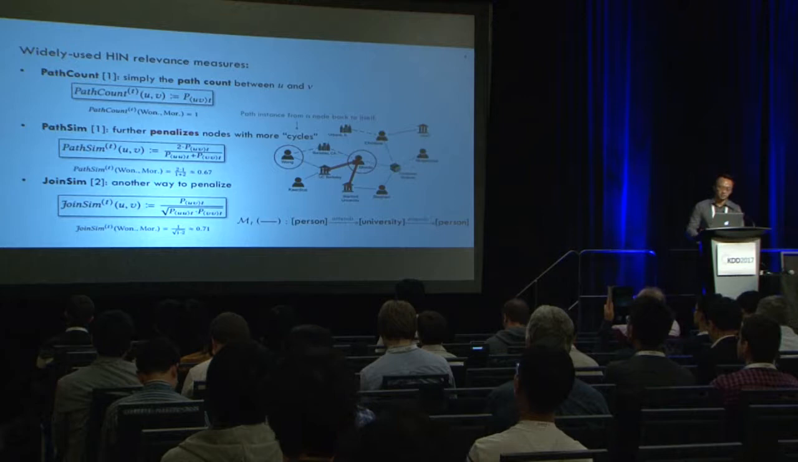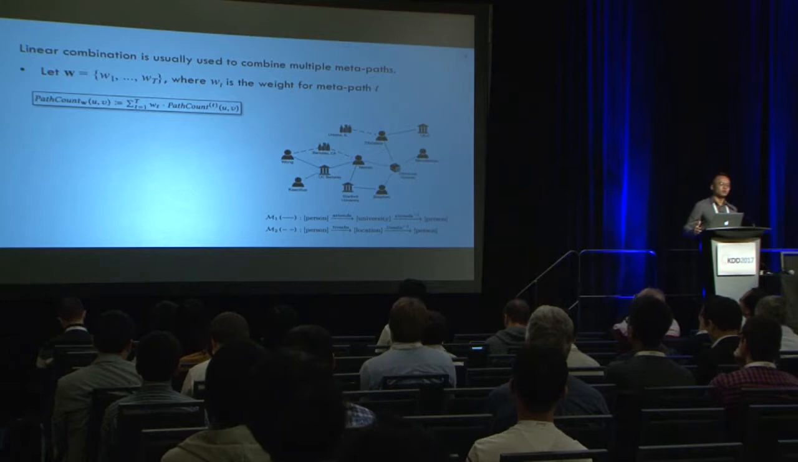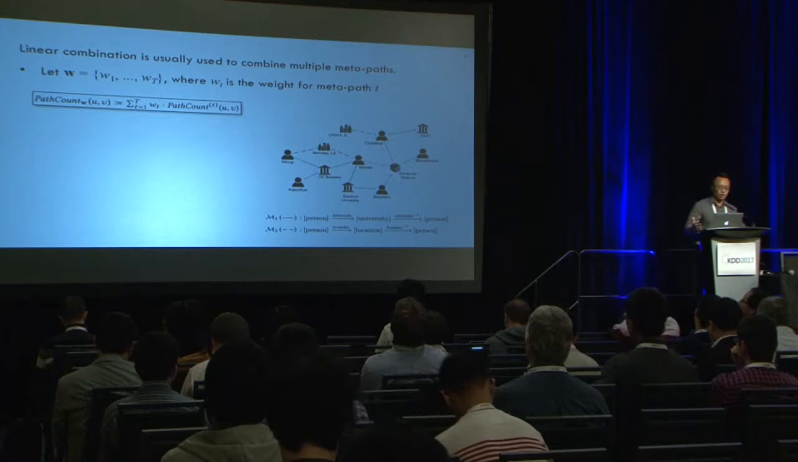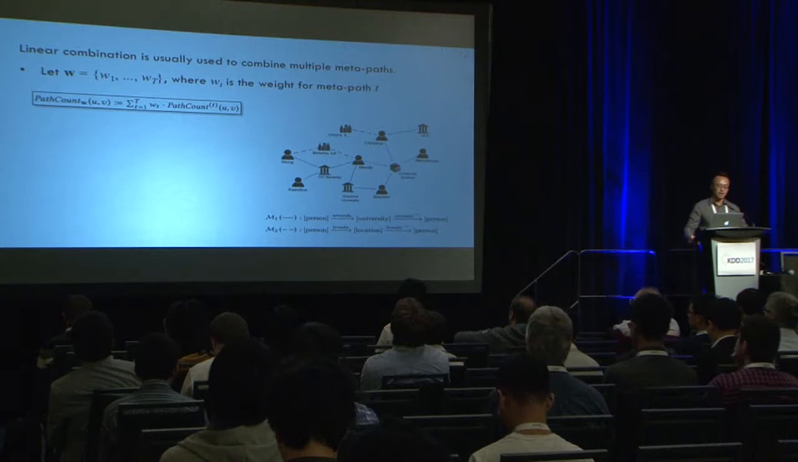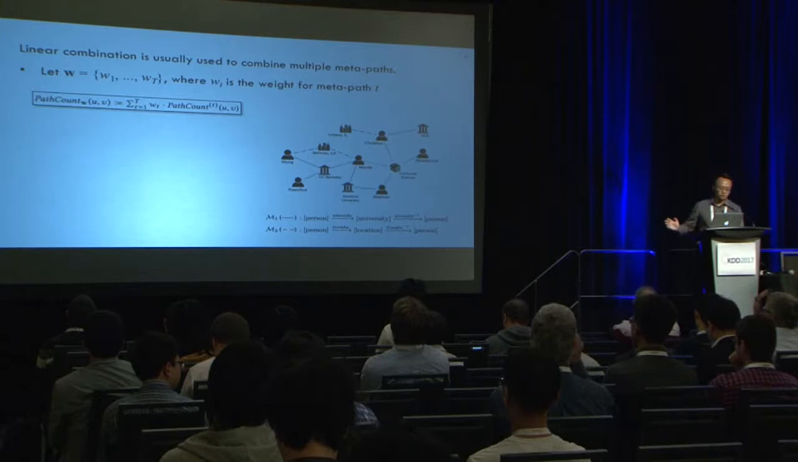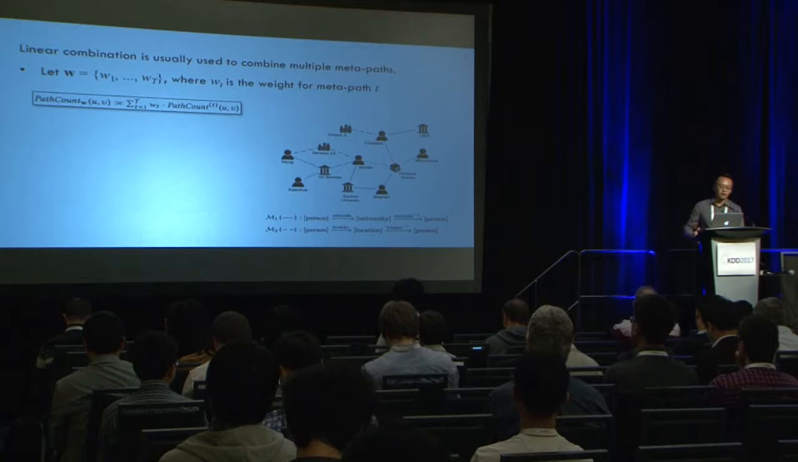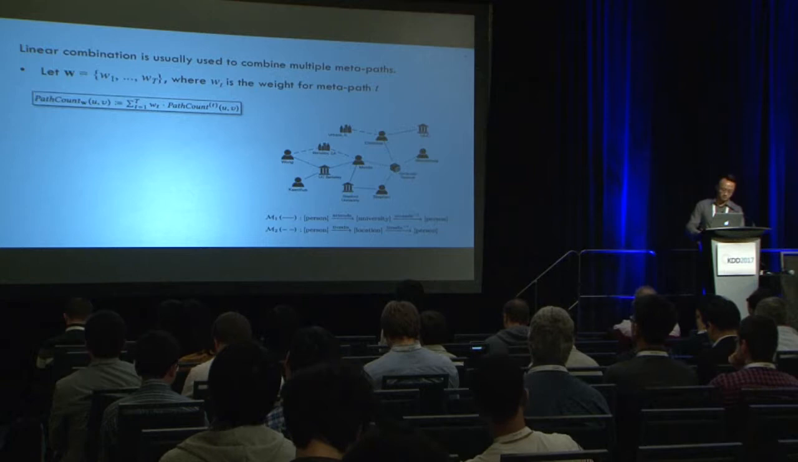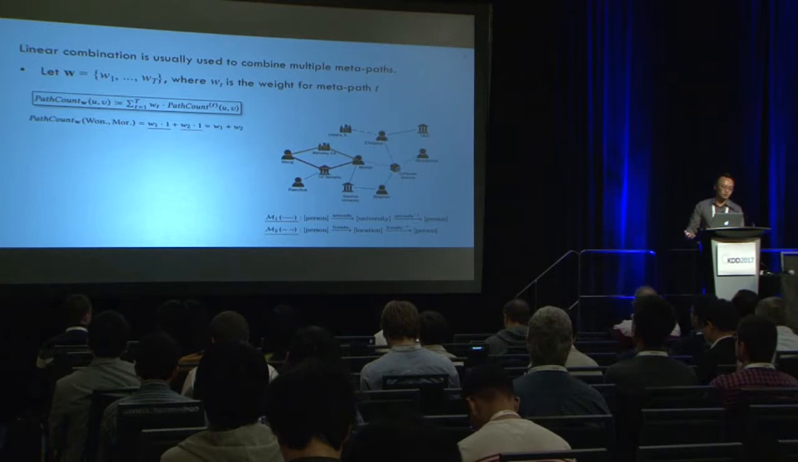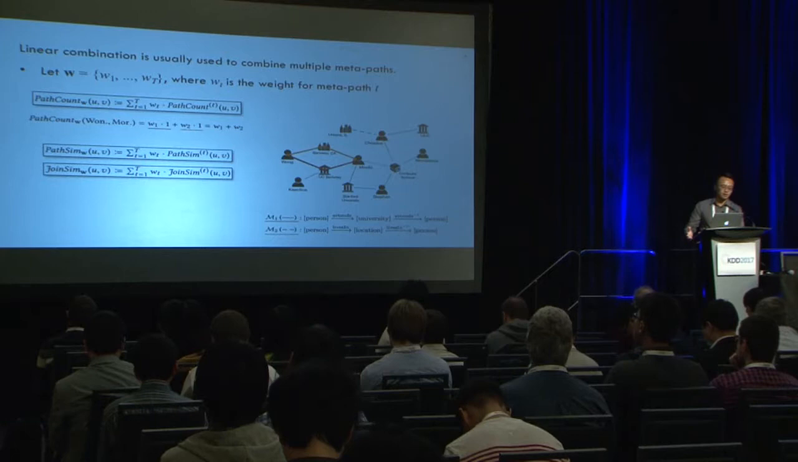Now that we have the relevance measure for a single metapath, oftentimes people would want to aggregate the relevance scores from multiple metapaths together. In this kind of scenario, linear combination is usually used to combine multiple metapaths. Specifically, here we have the weight vector W, representing the weights for different metapaths. You can simply define the path count under multiple metapaths using this linear combination, as we can see on the screen. For example, in this toy network, the path count under multiple metapaths between Wang and Mortal will just be weight W1 plus weight W2, very straightforward. And similarly, people have also defined PathSim and JoinSim under multiple metapaths.